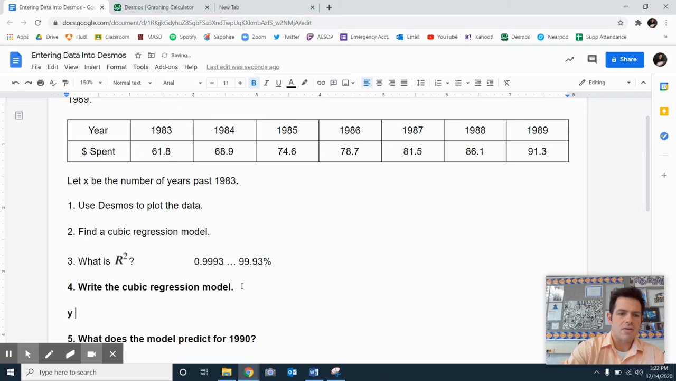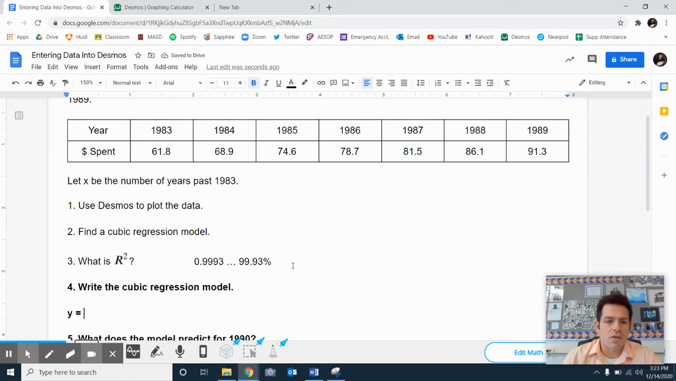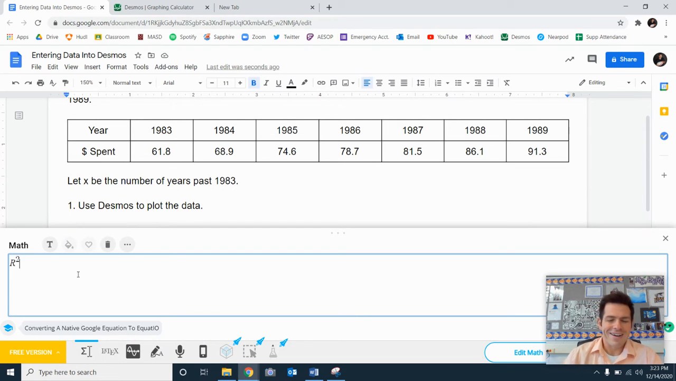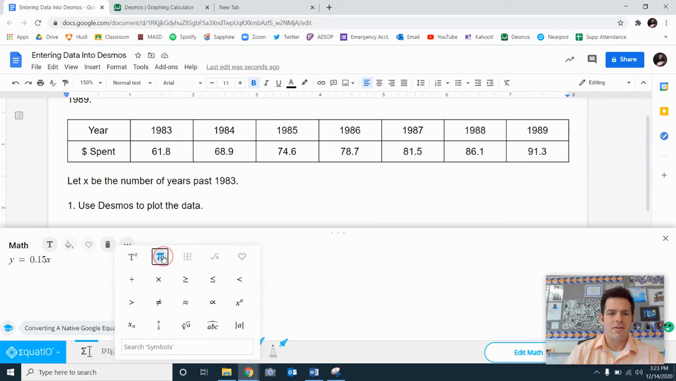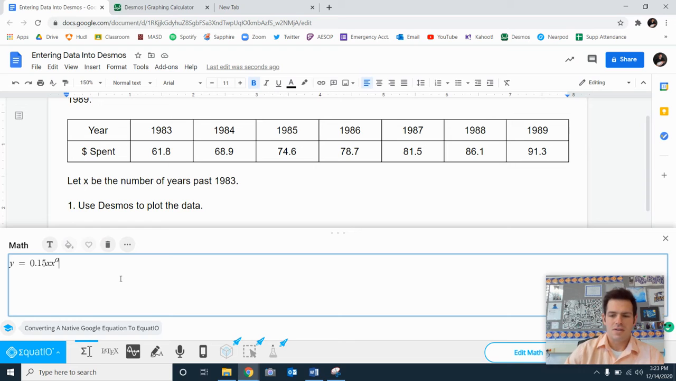So we've got y is equal to, my A value is 0.15. If you have Google extensions, I really like the Google extension of Equatio. We have x to the third power here. And it is time consuming, no doubt about it, especially once we get to some of these other ones.